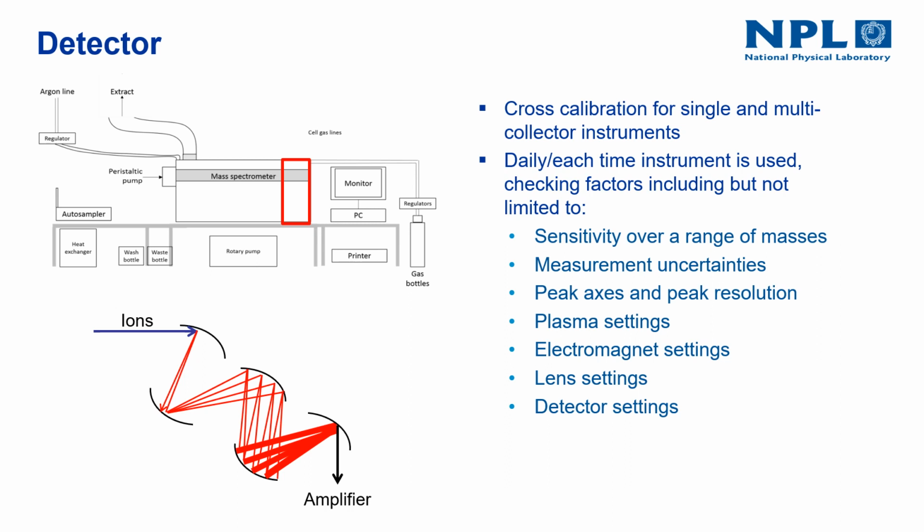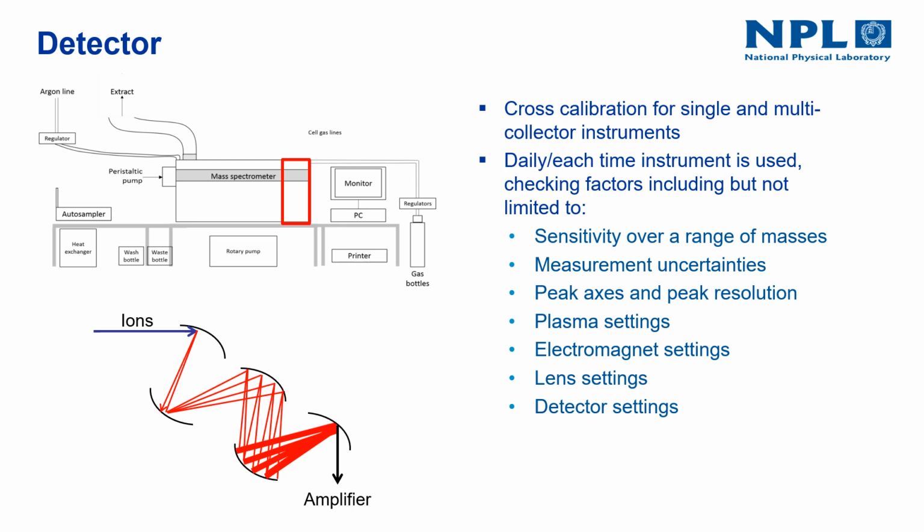When it comes to the detector, the treatment of this is similar to what it would be for measuring stable isotopes. So cross-calibration of the detector, if it's a dual mode single collector with a pulse and an analog setting, or if it's a multi-collector instrument with multiple detectors in the setup. Calibrating across these is very important, particularly for isotopic ratio measurements in the case of multi-collectors.